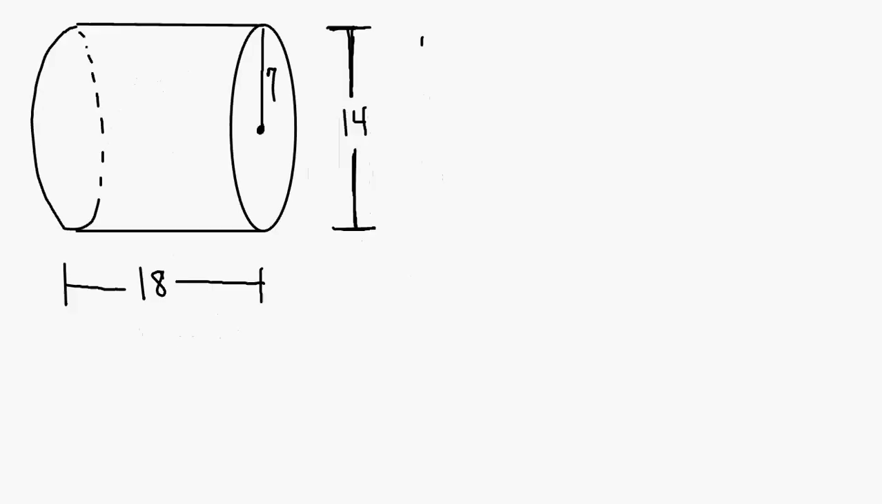So if you want to find the lateral area of this shape, your L is equal to big letter P times H. So 2 times pi times the radius. Well, the radius, we know the radius. That's 7. 2 times pi times 7 is your P, isn't it? And the height of the prism is 18.